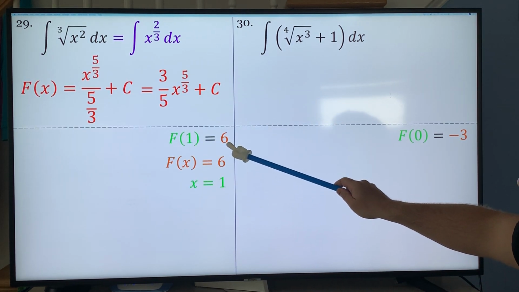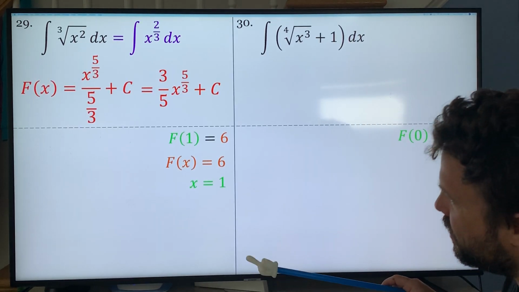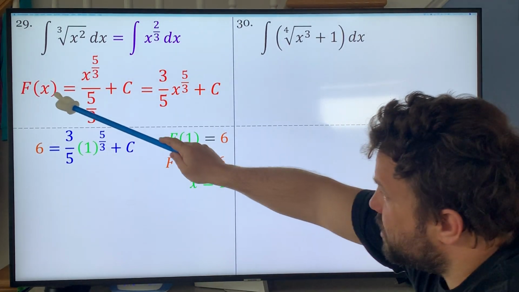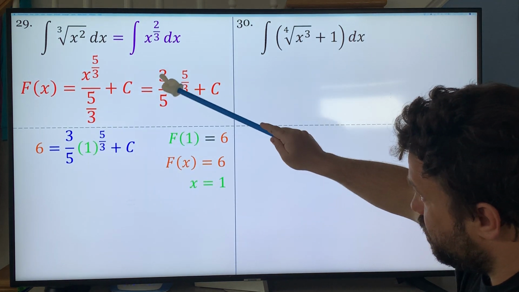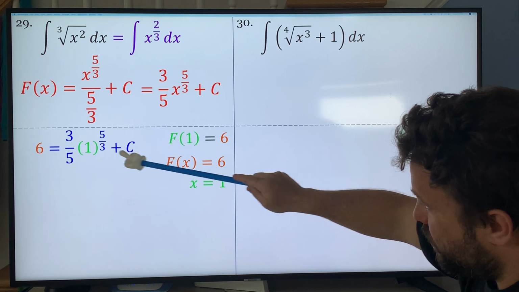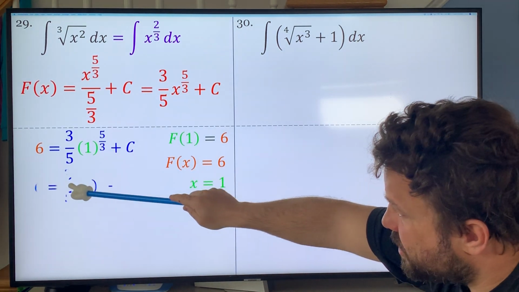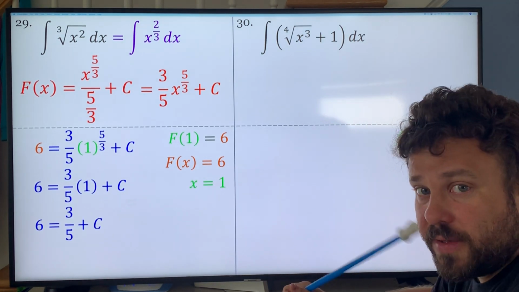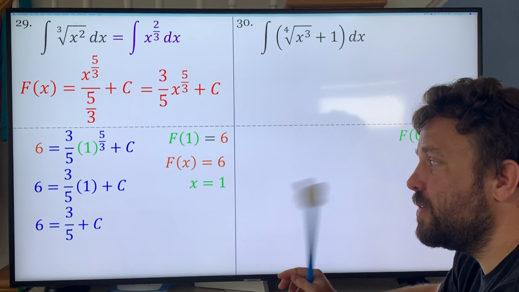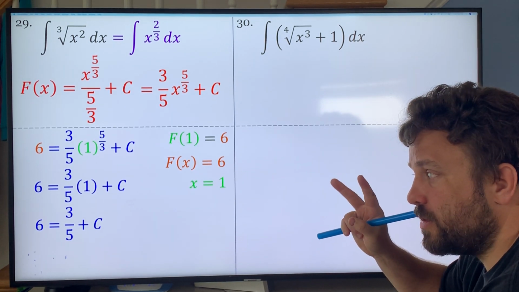f of x is 6, x is 1. So you're going to plug that in. We know that 6, your f of x, equals 3/5 x to the 5/3 plus c. 1 to anything is 1. So 6 equals 3/5 times 1 plus c. 3/5 times 1 is 3/5. 6 minus 3 over 5. Well, it's 6 and 2/5, right?